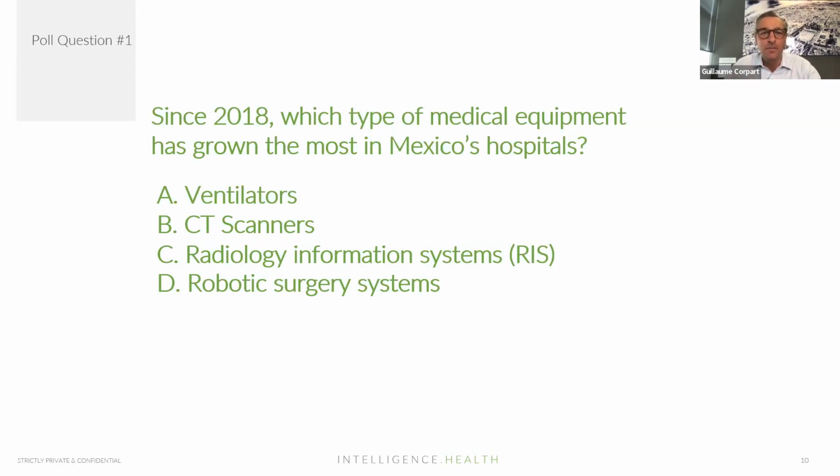So since 2018, which type of medical equipment has grown the most in Mexico's hospitals? Again, Chris, we use this data set, Hospiscope, to gather some of this data, and you can also find it in the medical equipment market report. So please, according to you, what medical equipment has grown the most since 2018 in Mexican hospitals? Ventilators, CT scanners, RIS, so radiology information systems, or robotic surgery systems? Excellent. We're going to now close our poll and see what the results are.